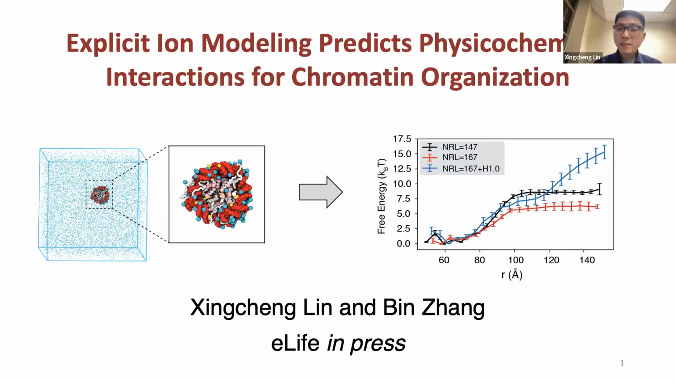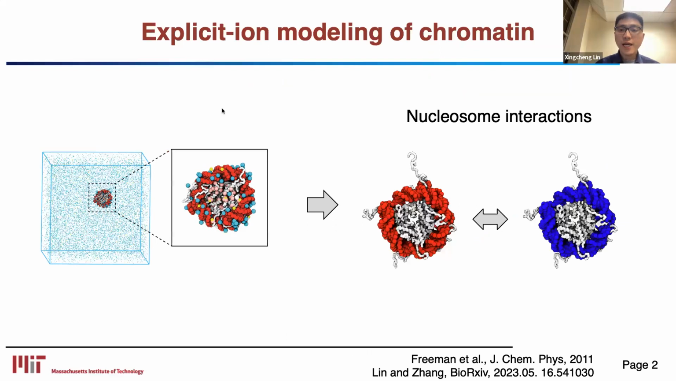Hello everyone, it is my great pleasure to introduce our latest work on explicit ion modeling of physicochemical interactions for chromatin organization. This manuscript has just been published on the eLife website. In this work, we introduce an explicit ion model to rigorously characterize the nucleosome interaction and chromatin structure in a nuclear environment.